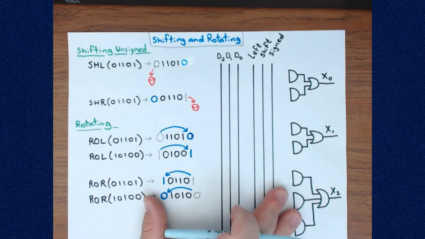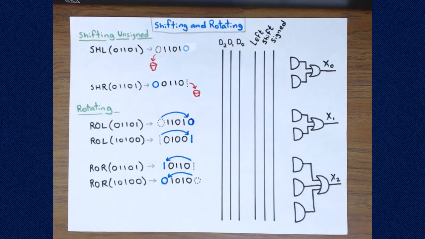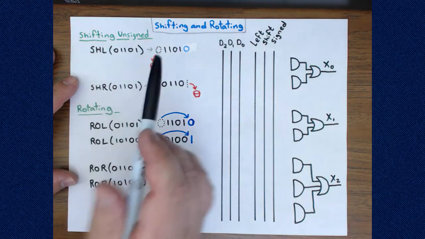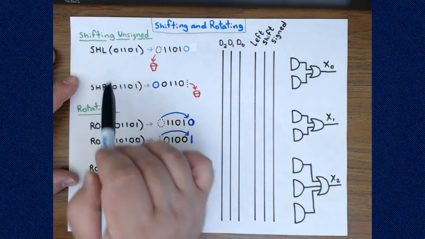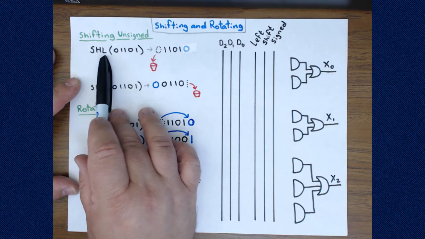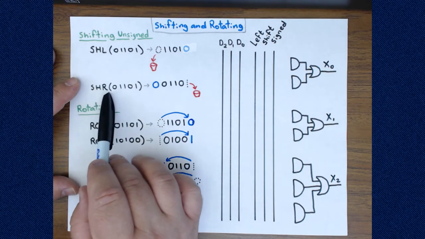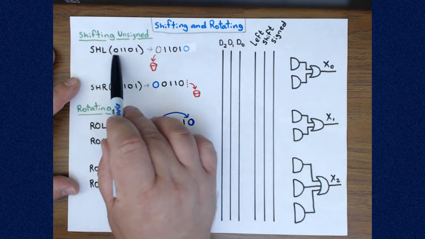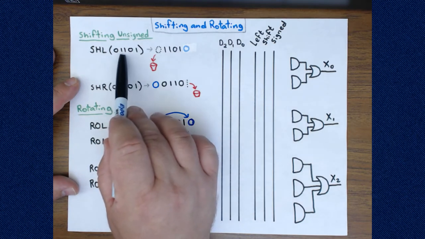Now let's look at circuits that shift and rotate numbers. All right, we'll start with a quick recap on what shifting and rotating means. With shifting, we can go either to the left or to the right, and SHL is a well-recognized abbreviation for shifting to the left, SHR the same for the right. I've given each of these as functions with the input bit pattern 0, 1, 1, 0, 1.